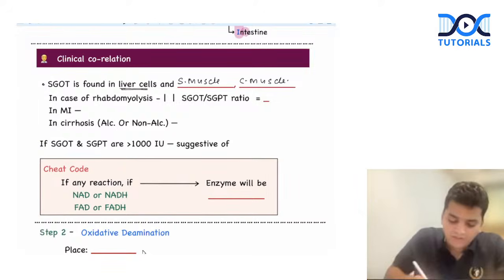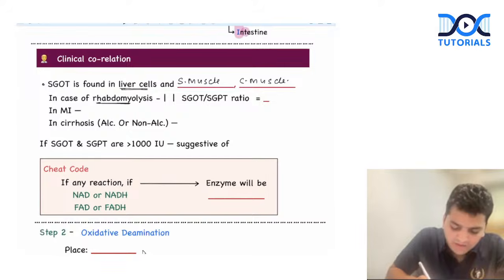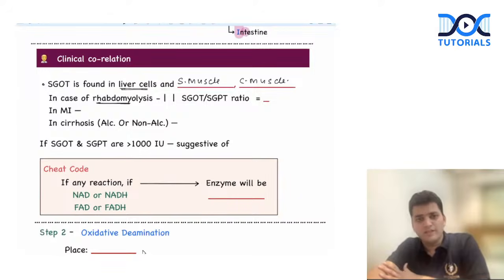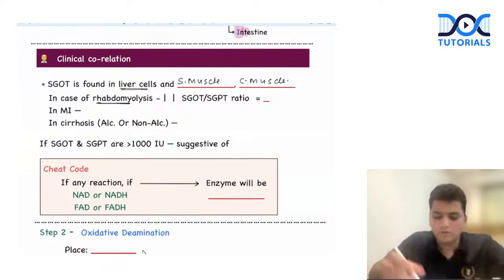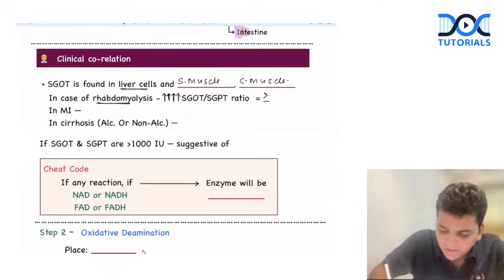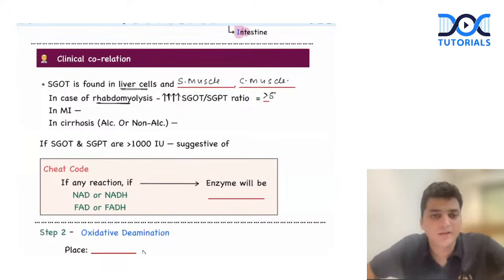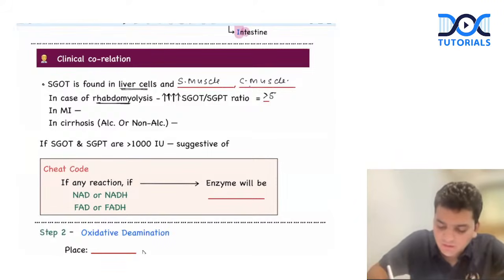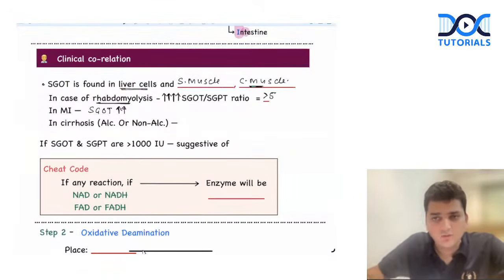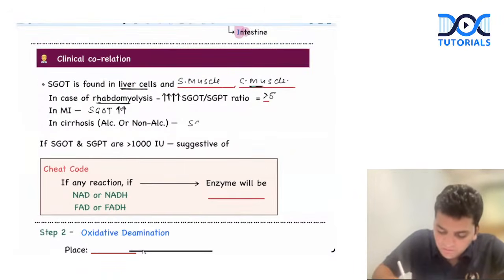That is why in case of rhabdomyolysis, because in the muscles we have the SGOT enzyme, if the muscles rupture, a lot of SGOT will come out. So there is going to be an increase in SGOT, and the SGOT to SGPT ratio will be more than 5 in rhabdomyolysis. In myocardial infarction also, because in cardiac muscles we have the SGOT, the SGOT is going to increase. In cirrhosis, whether it is alcoholic or non-alcoholic cirrhosis, the SGOT is going to increase.